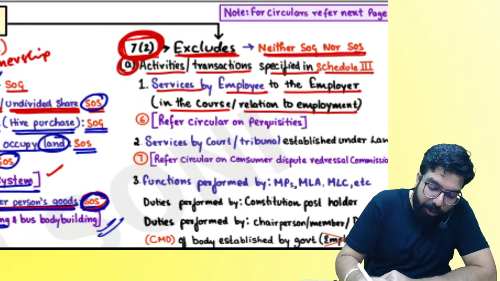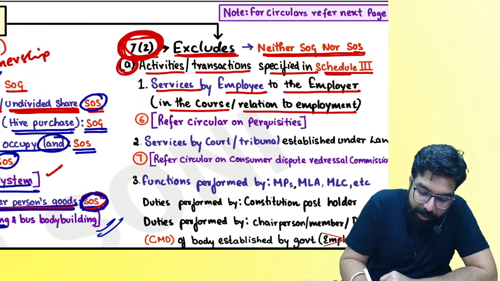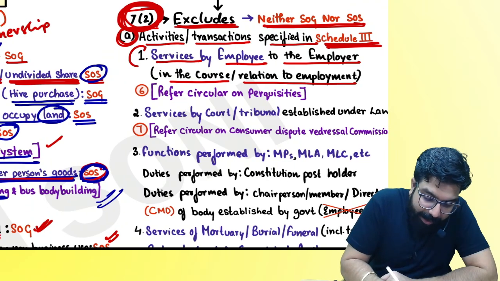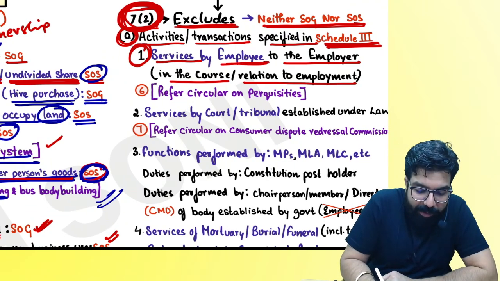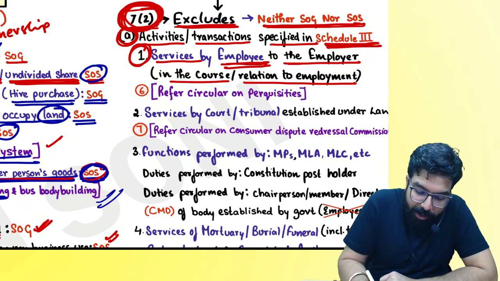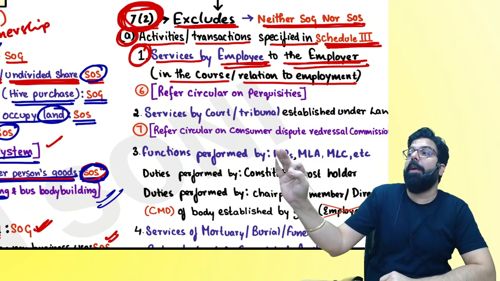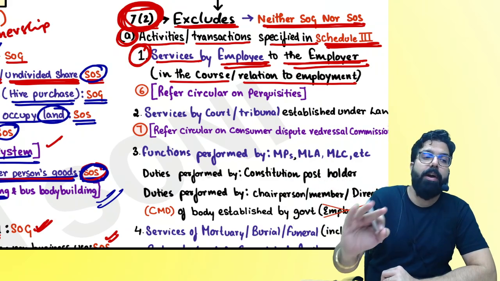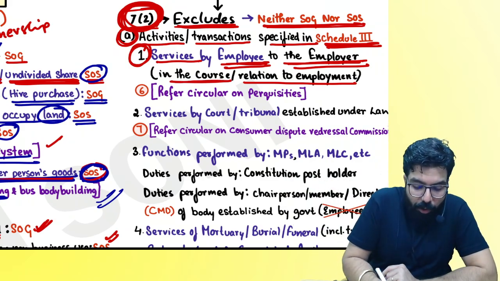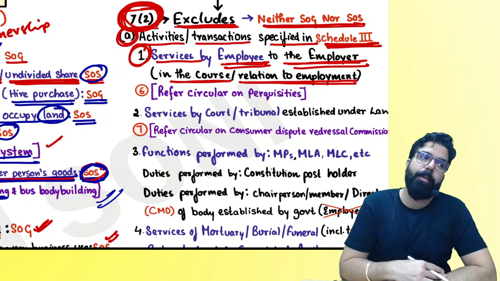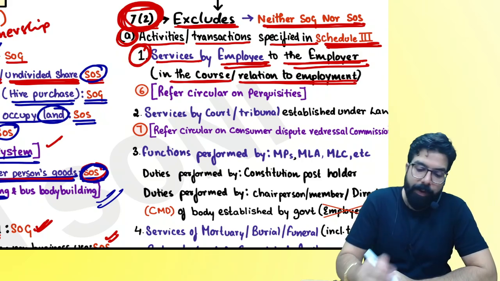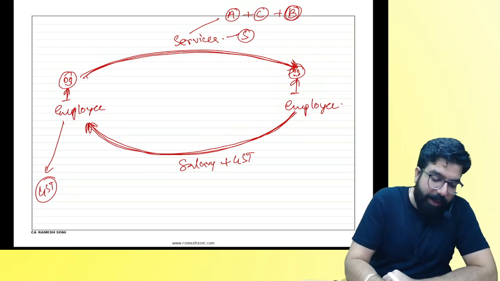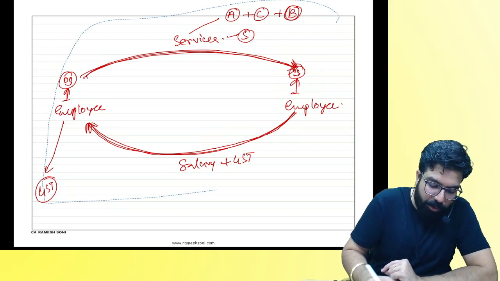Because in schedule 3, in the first paragraph only, they have told, whenever a service is given by the employee to the employer, it will be neither supply of goods nor supply of services, but it should be in the course of or in relation to employment. Are we all clear till here? Now, for an example, this employer is there. I'll ask you some questions, okay?